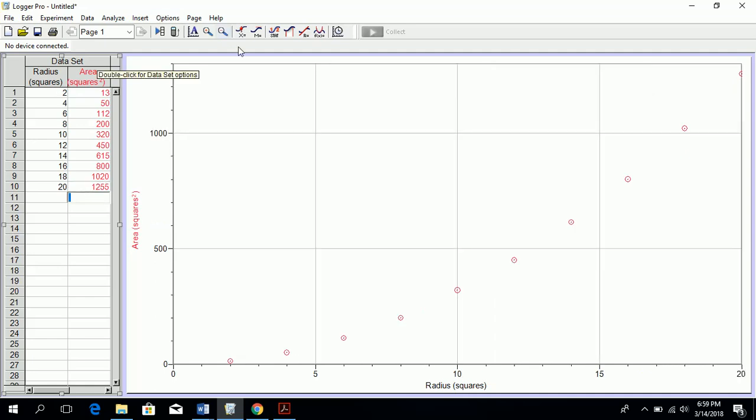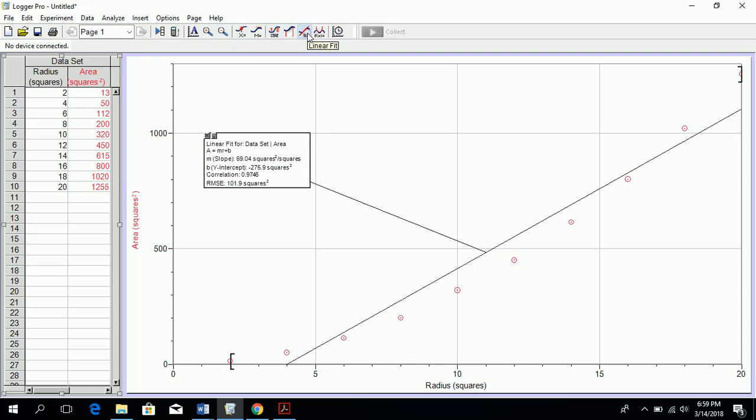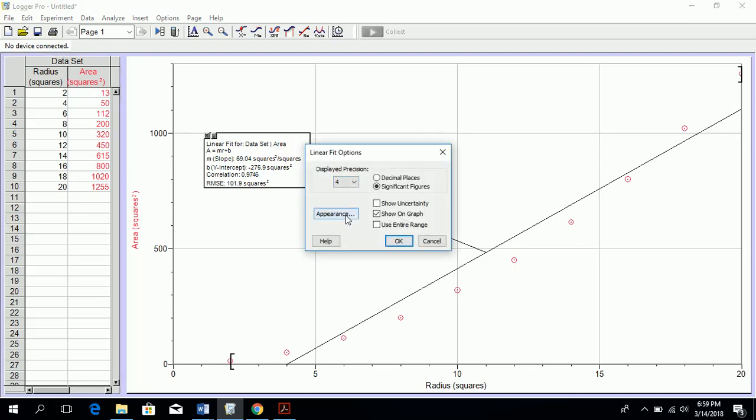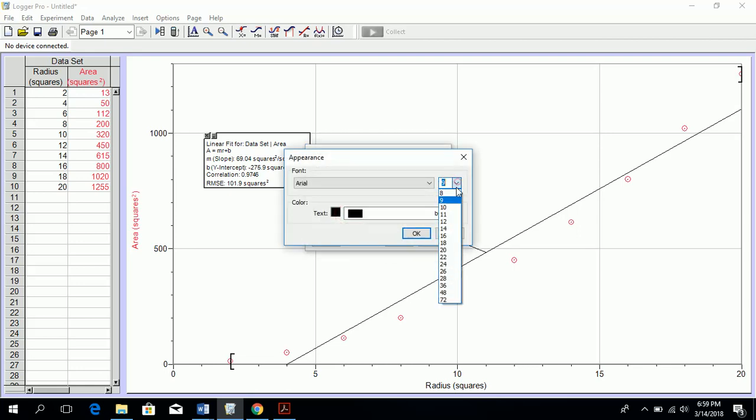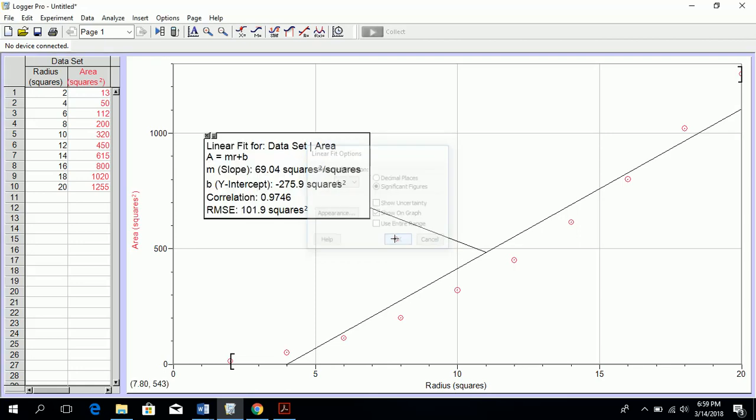So here's my graph. If I put a line of best fit or a linear fit on that, we can see that it has a, let me just make this a little bit bigger. Appearance, size, 14. It has a y-intercept of minus 279, so this would go down and would meet the axes down here at minus 279, and that means that when I had a radius of 0, my area was minus 279, which doesn't really make sense. So we're at the point where we realize that this actually looks more like a curve, these dots, and perhaps a straight line doesn't fit.